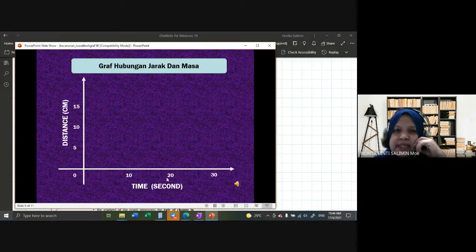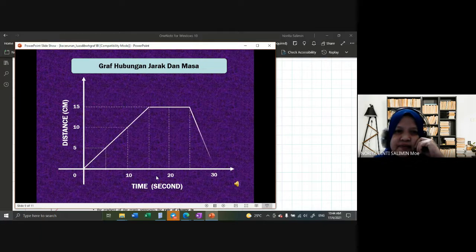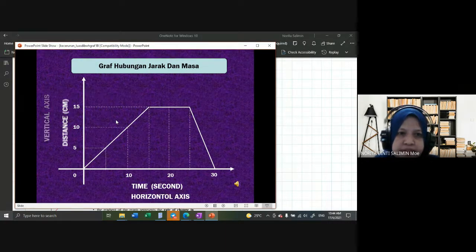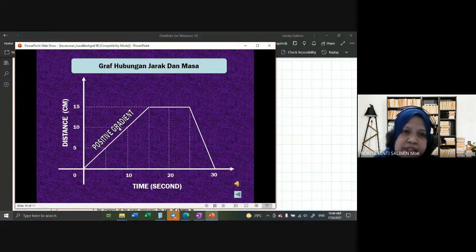For cm and second. Okay, look at here. Let's see the motion of the parcel, okay? 5 cm, the time is 10 seconds. Okay, then look at here. This is the journey of, let's say, any portion lah. Okay. Horizontal. This is a positive gradient. Positive gradient, that means the distance is increased. The distance is increased in the 10 minutes.